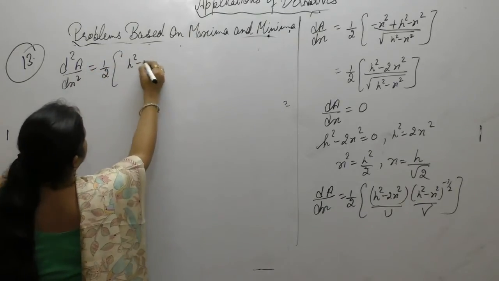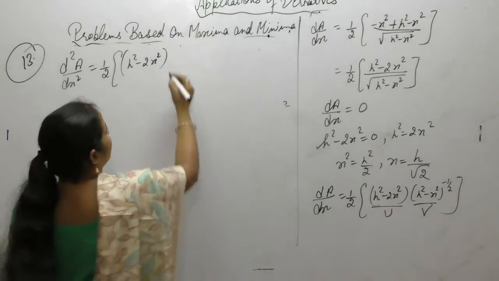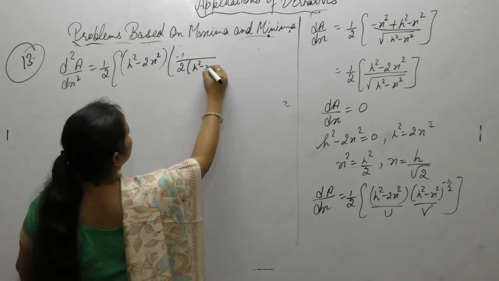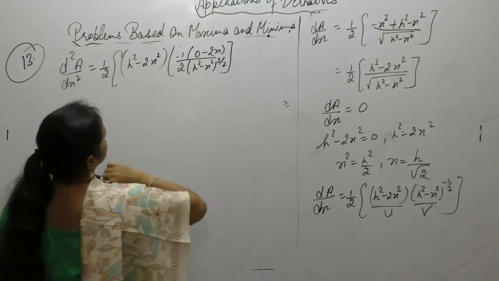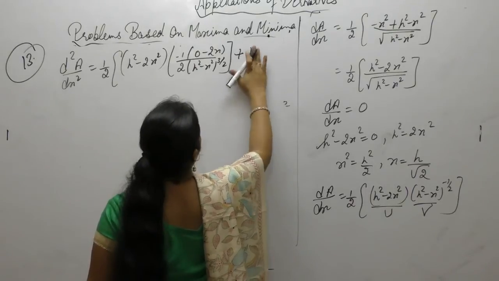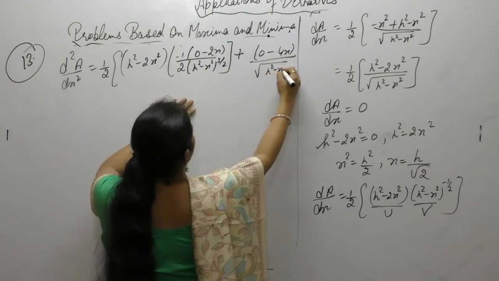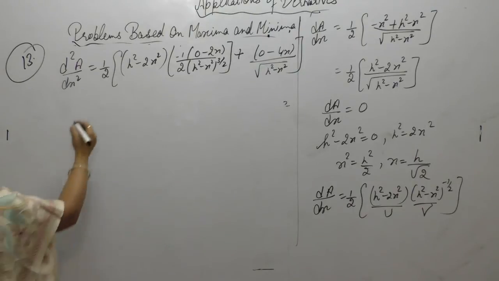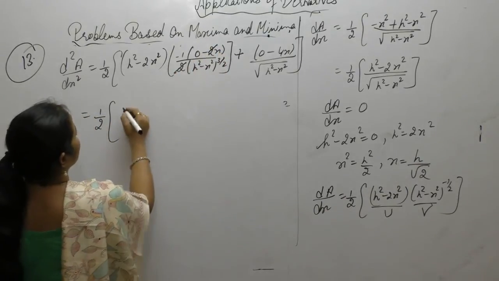First function, derivative of x power n, minus 1 by 2 minus 1, that is 3 by 2. Derivative of h square minus x square, plus derivative of h square minus 2x square, which is minus 4x, upon root of h square minus x square. We get this term. So 1 by 2, this 2 will get cancelled. Minus minus plus here.